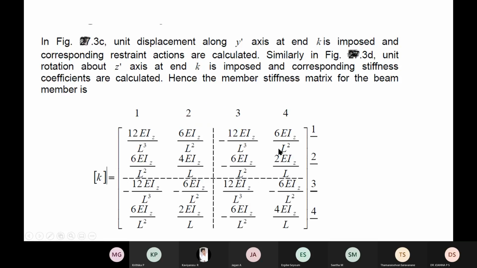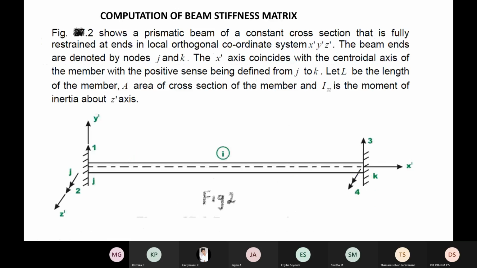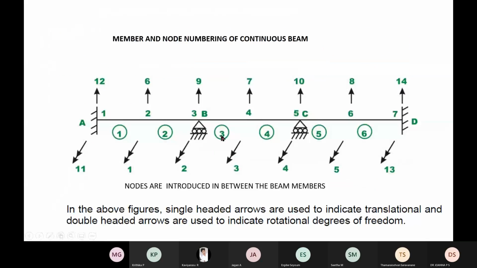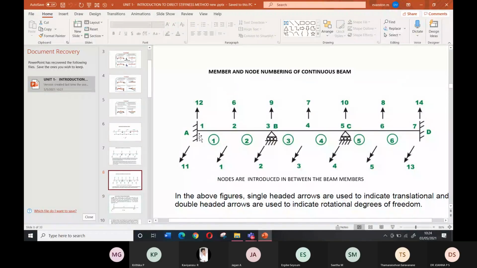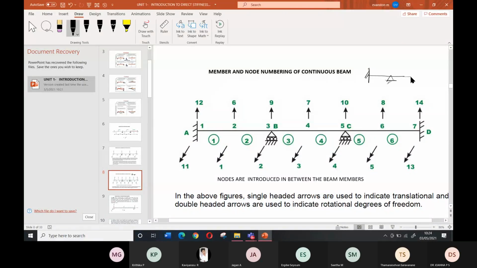Then suppose in this beam, can you find out the degree of freedom? Someone can tell me the degree of freedom for this one. How many degrees of freedom? That's a very important question. Tamri Selvan, can you tell me how many degrees of freedom for this support? Let us take a beam. This is a continuous beam.